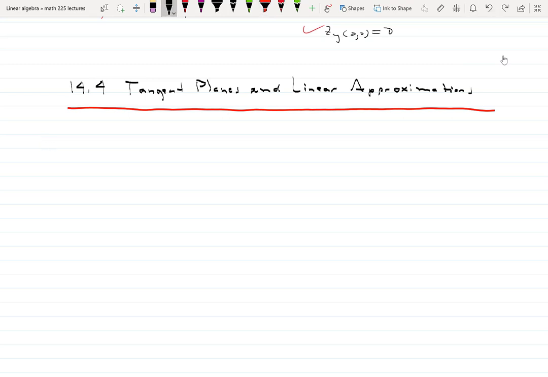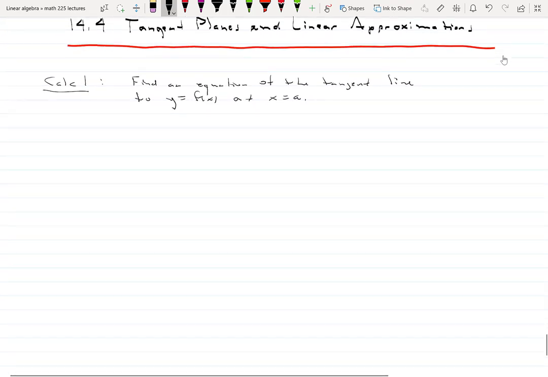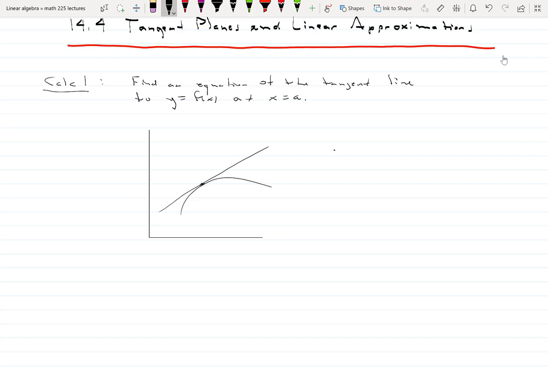in Calc 1, was: given a point on a function, find an equation of the tangent line to, let's say, y equals f of x at x equals a. And you did a whole bunch of math. You studied limits for about a month so you could get this derivative and then come up with this tangent line. It goes through the point a, f of a.